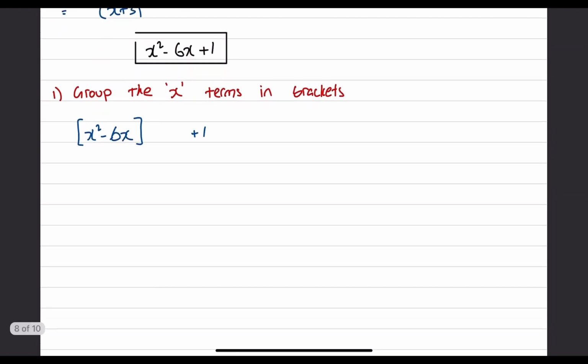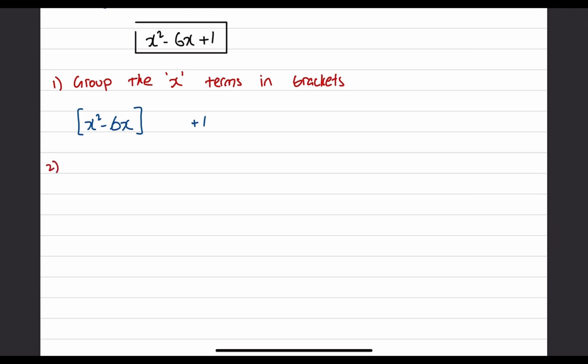The second step would be to add half the coefficient of x after squaring it.